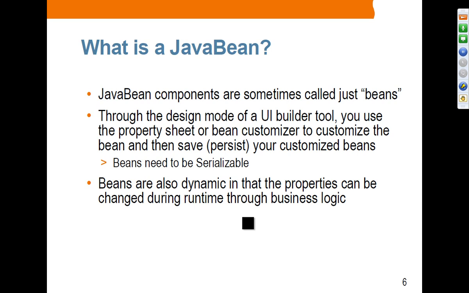You can see, for example, a property sheet of the bean, to see what the property values of those particular components are. For example, for a text button, you could see the color of it, the background color of it, the text itself, and things like that. You can use this property sheet, or what is called the bean customizer, to customize the bean and then save that bean. A bean is basically an object, and an object could be serialized.